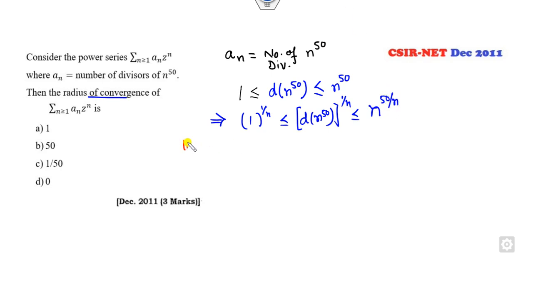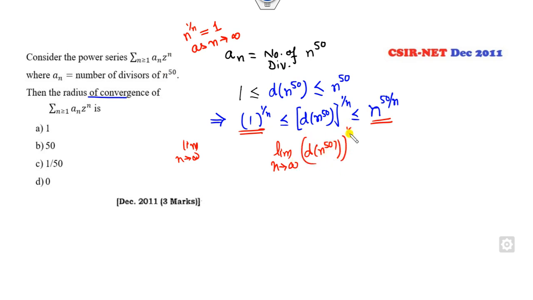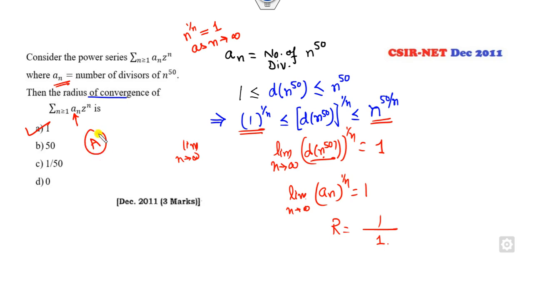Now take the limit as n approaches infinity, and we all know the limit of this is 1 as n approaches infinity. So this value is 1, this value is 1. So what is the meaning of that? Limit as n approaches infinity, the divisor of n is 1. What is the divisor of this? It is an. This is given as an, so that means an is 1. Now we can apply the radius of convergence. It is 1 over this limit. So 1 over 1 is 1, A is the correct option.